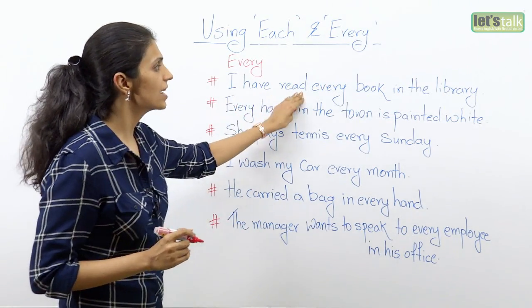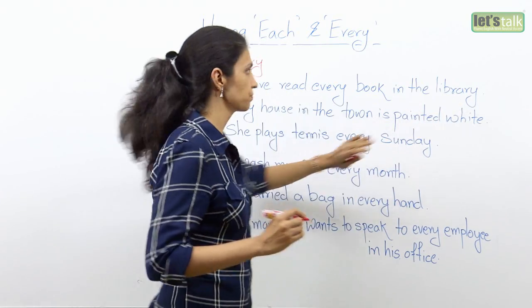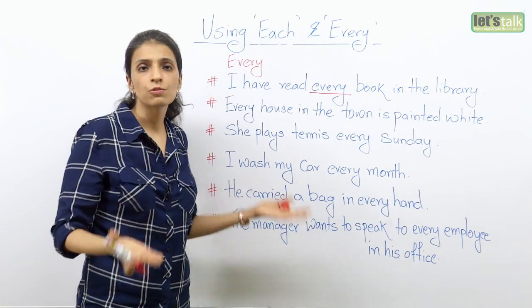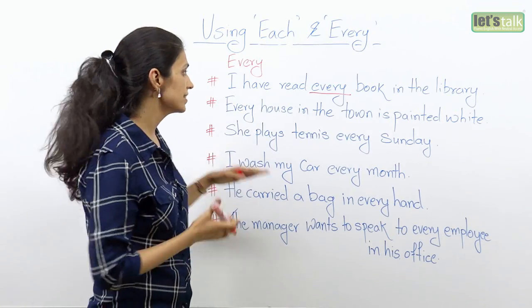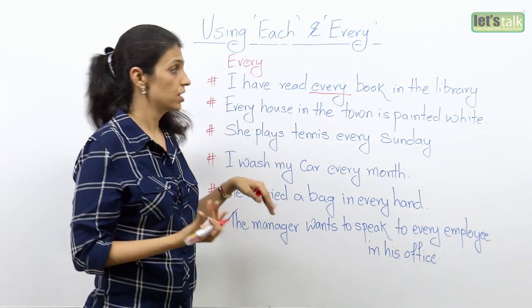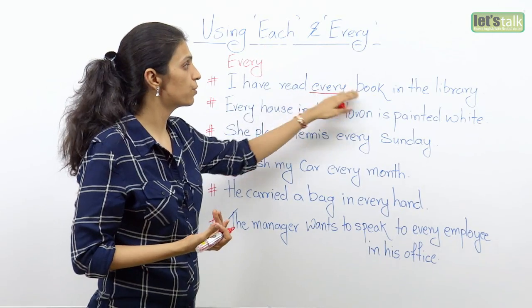I have read every book in the library. Now, why do I say every? I can't even begin to count the number of books a library has, okay? There are more than 2 books, maybe 1,000 books, okay? I have read every book.